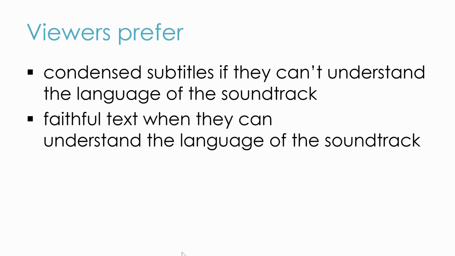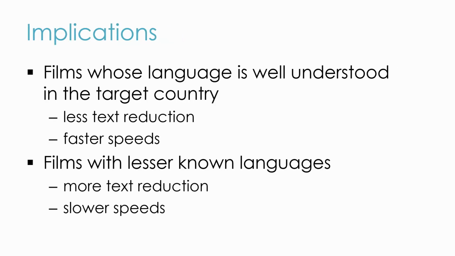Viewers stated they preferred condensed text in subtitles when they didn't understand the language of the film soundtrack, but they wanted to have more verbatim and less condensed text in English clips where they could understand what the characters were saying. All this raises interesting questions on the degree of condensation in subtitling. Possible implications of those findings are that with films whose language is well understood in the target country, subtitles could contain more text and be displayed at faster speeds, but in the case of films with lesser known languages, more text reduction and slower speeds may be necessary.